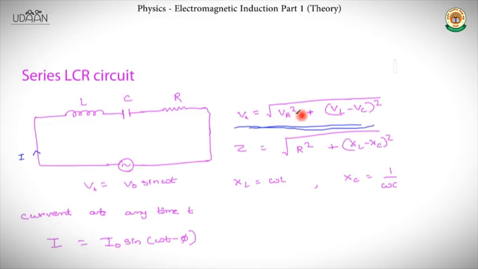Exactly. And we'll introduce a new term Z, which is called impedance. This is nothing but under root of R square plus XL minus XC whole square, where XL is omega L and XC is 1 by omega C. I have mentioned the terms XL and XC in the previous slide, where XL is the effective resistance of the inductor and XC is the effective resistance of the capacitor.